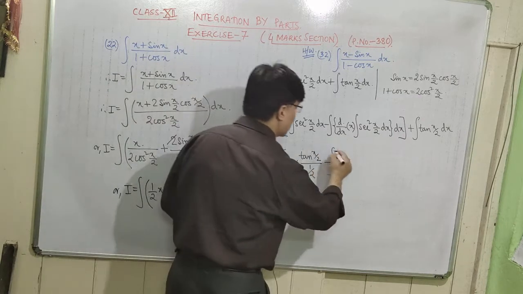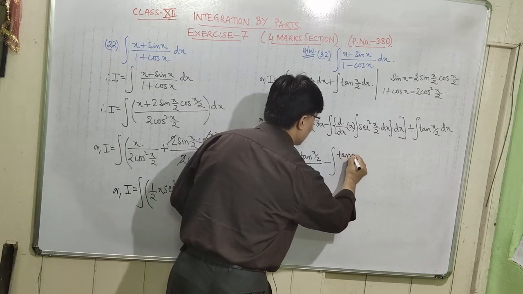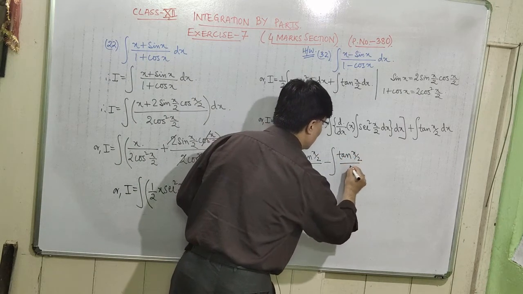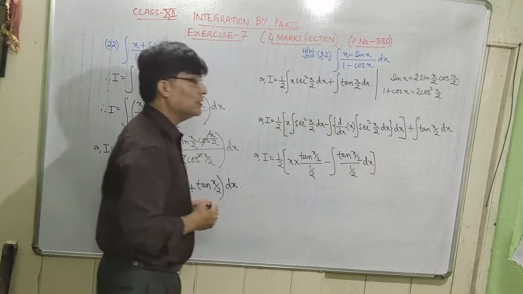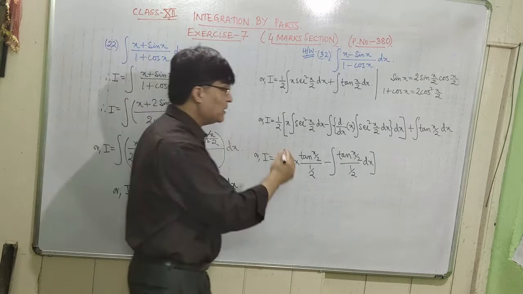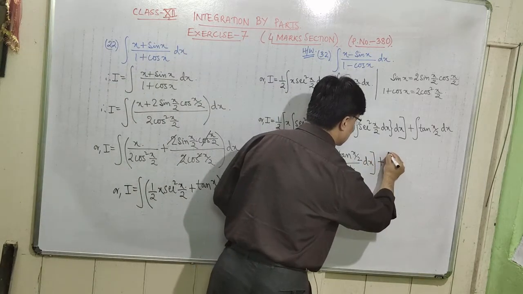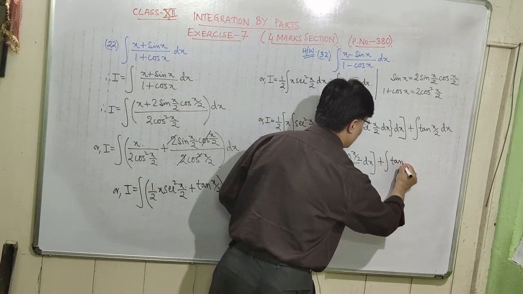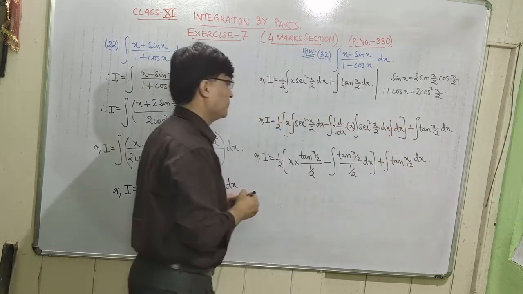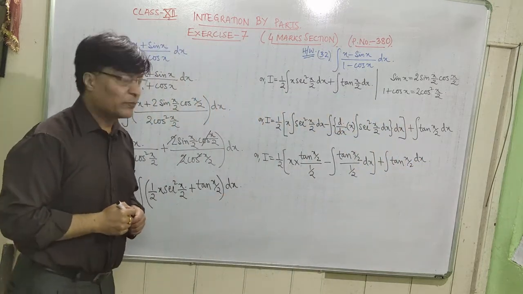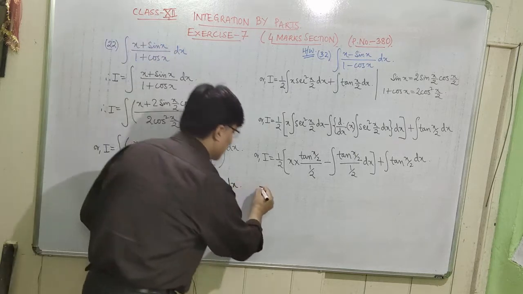What is the integration of sec square x by 2? You know that this is tan x by 2 upon half. Then we can write dx, third bracket is closed. And keep this integration as it is, plus integration of tan x by 2 dx. Understood now? So let us open this bracket now.